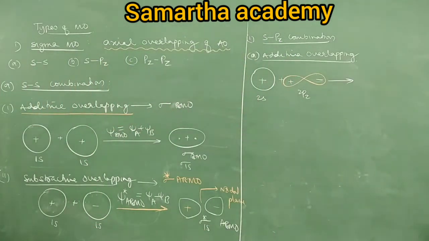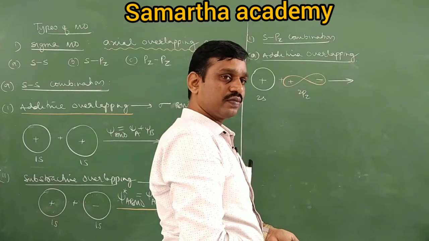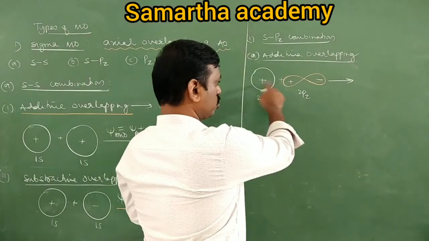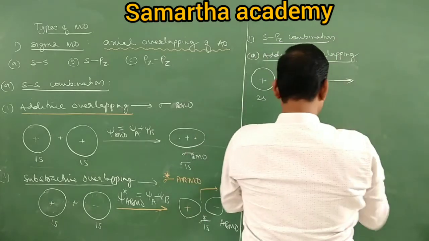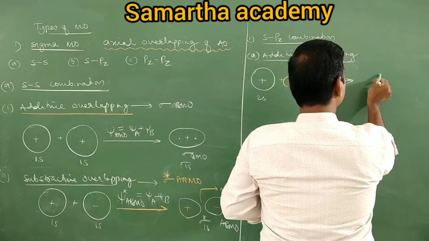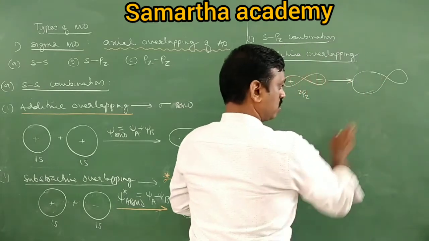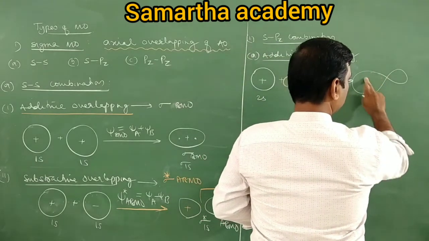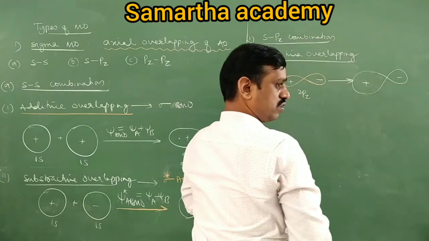Come on, tell me. In additive overlapping, see, there are two wave functions we have studied. When there are the same wave functions, amplitude is increased, no? Isn't it? Amplitude increases here also. Then when these two combine, you will get a big lobe. One is a big lobe, another is a small lobe. So this big lobe has positive wave function, and the other has negative wave function.